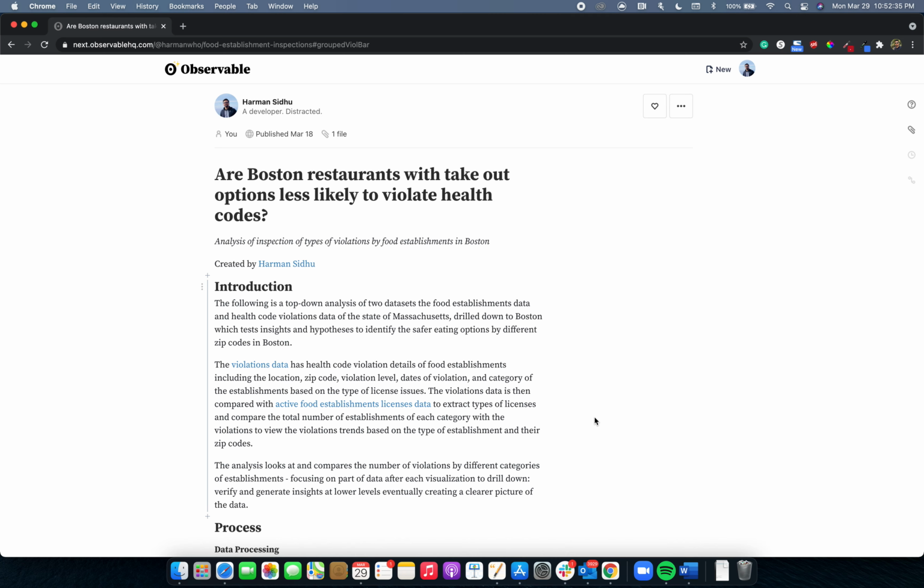Today we are going to look into what food establishments are safer to eat in Boston through analysis and visualization of the data. So the question that we are going to answer today is, are Boston restaurants with takeout options less likely to violate health codes?